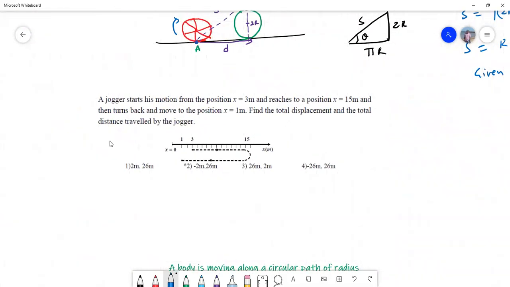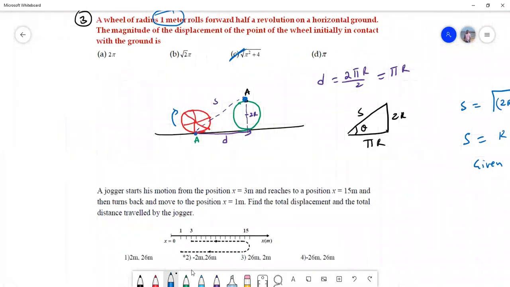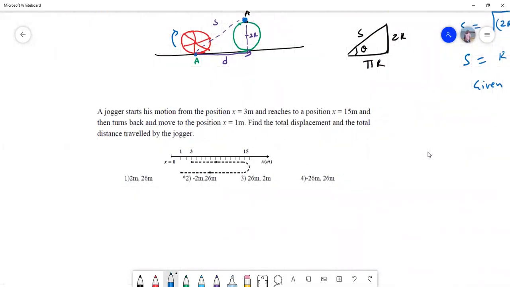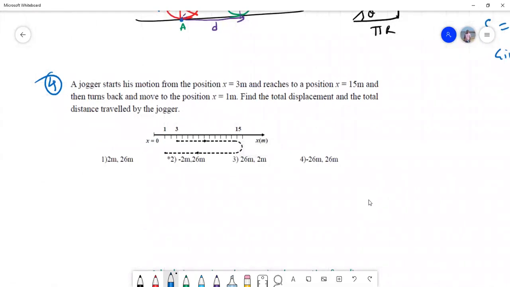Now let's go to the next problem. I think this is problem number 4. So what does this fourth problem say? A jogger starts his motion from the position x equal to 3 meters.